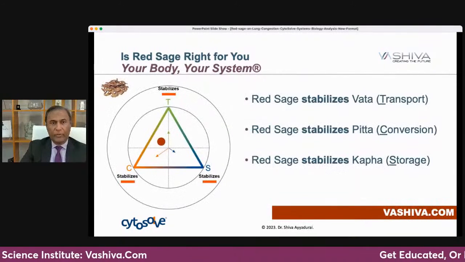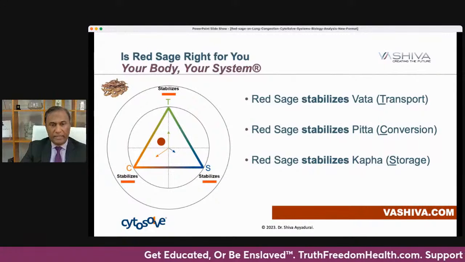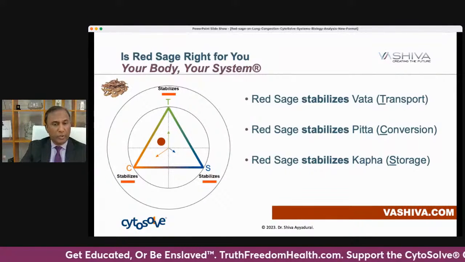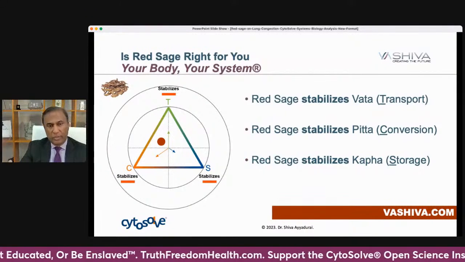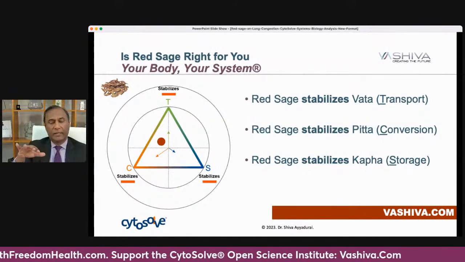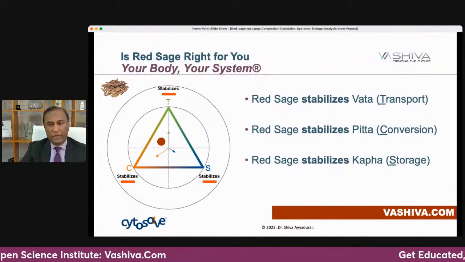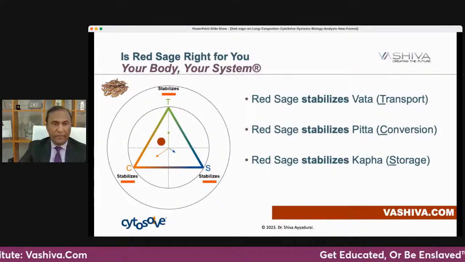All right. Now what red sage does, notice it stabilizes transport, stabilizes conversion, stabilizes storage. So storage of mucus, which is a storage phenomenon, stabilizes conversion. So you actually are not producing too much mucus, and stabilizes transport. So your body can actually move, you're moving air, okay?